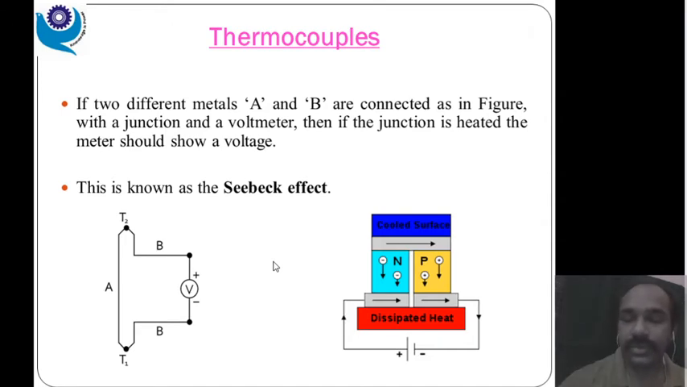And that EMF is very, very small. Again the same thing, it is in microvolts. And if you want a high voltage, if you want to increase the voltage magnitude, for that purpose we need to cascade n number of metals.